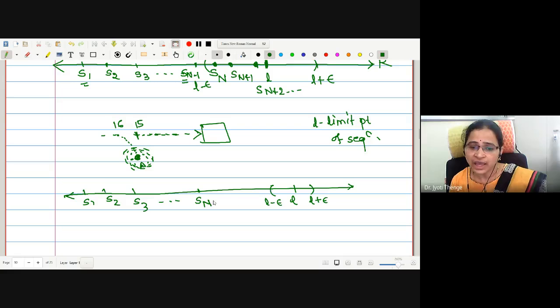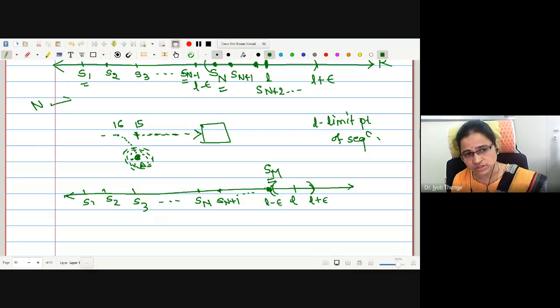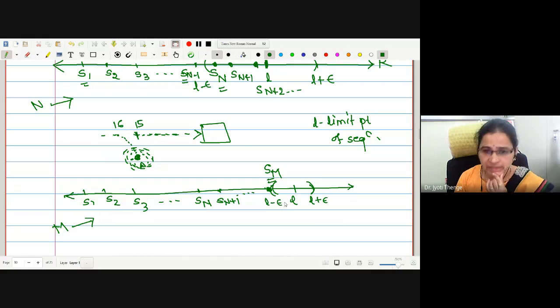Now check whether Sn and onwards elements are going to fall in this neighborhood. No. These elements are going to remain outside the interval. And suppose somewhere Sm exists from which all the elements are going to fall in this interval. That means this stage m changes, no? Here the stage is n because after n onwards, all the elements fall under the neighborhood. But here m onwards, the elements fall under the neighborhood. Therefore, whenever we change epsilon, this positive integer n or m is going to change.